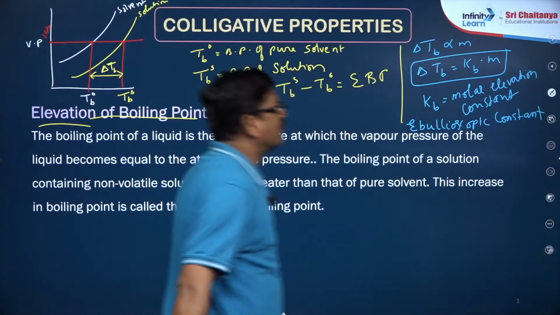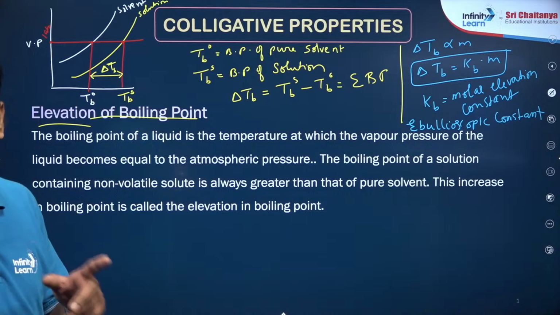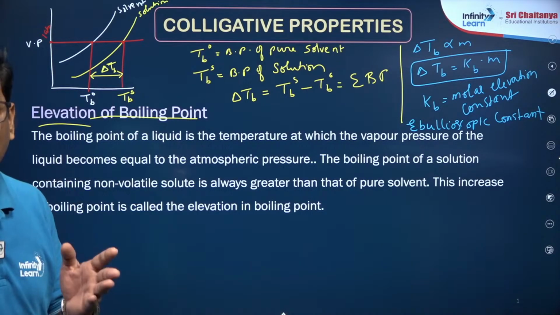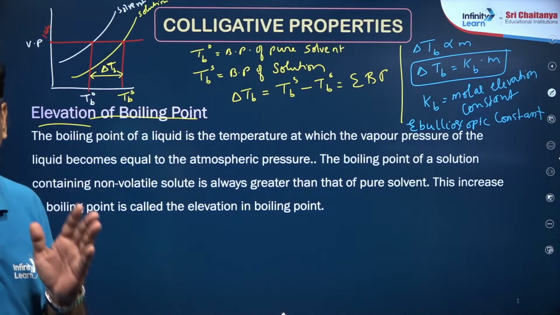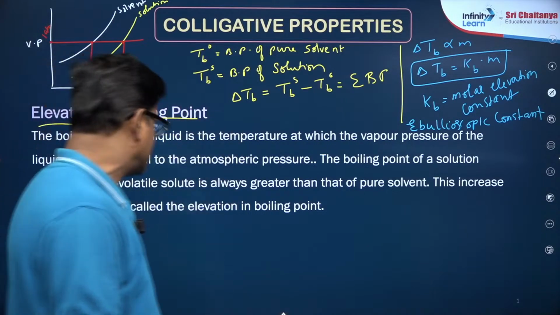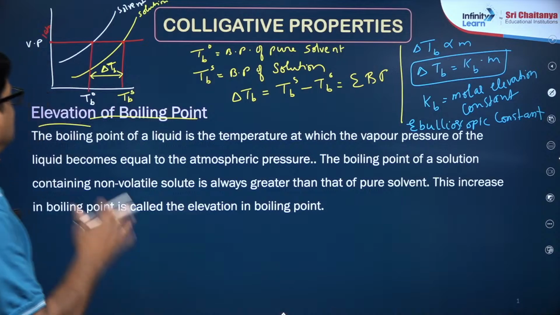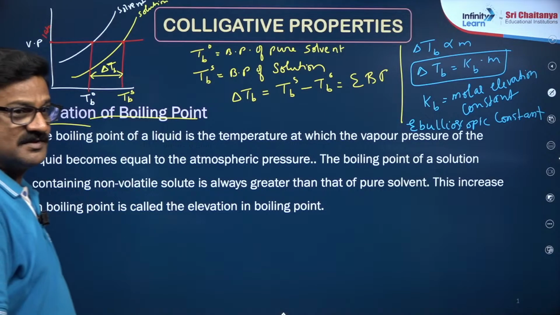This ebullioscopic constant is defined as the elevation in boiling point when 1 mole of the solute is dissolved in a kg of solvent. Fine. This is how, by definition, you can also say it. So let us talk about the elevation in boiling point. This is the overall picture about the elevation in boiling point.